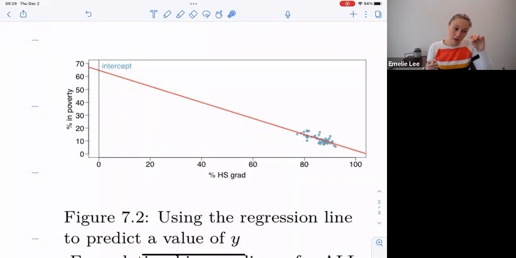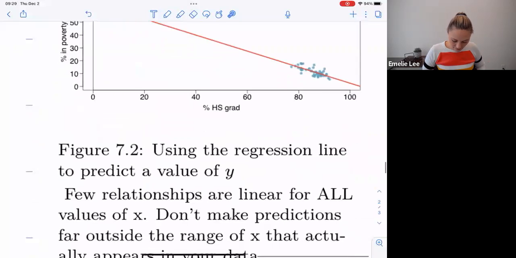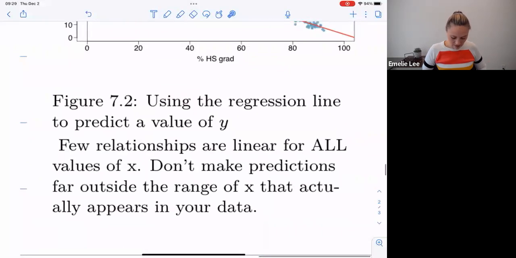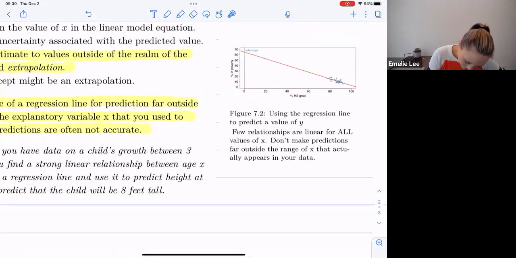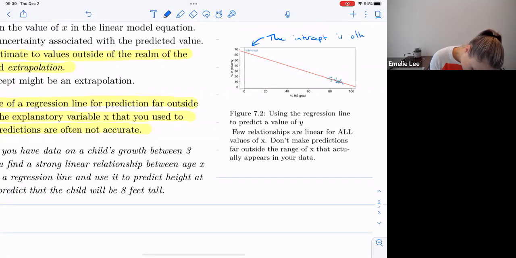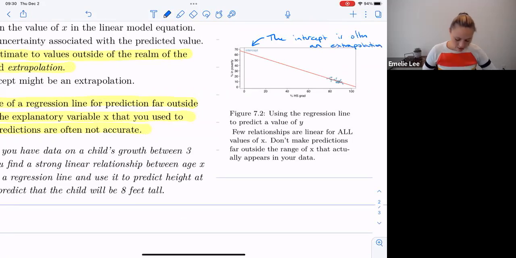So we don't feel comfortable using it as a prediction. Okay. So here I'll say the intercept is often an extrapolation.